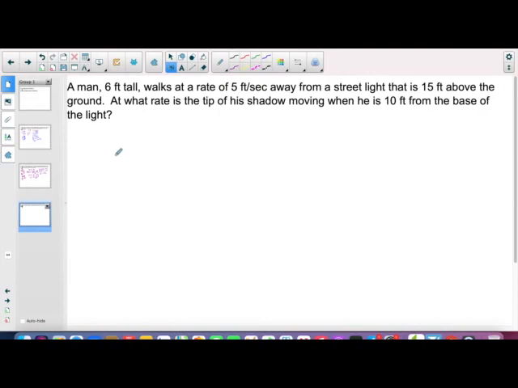A man 6 feet tall walks at a rate of 5 feet per second away from a street light that is 15 feet above the ground. At what rate is the tip of his shadow moving when he is 10 feet from the base of the light? So to draw this one, you've got a lamp post here. It's 15 feet tall. You have a man walking in this direction away from the street light. The man is 6 feet tall, and he is casting a shadow from the street light. So his shadow would be down here.